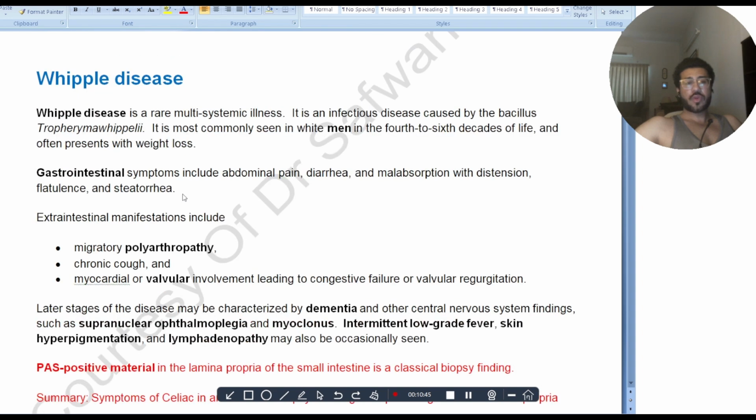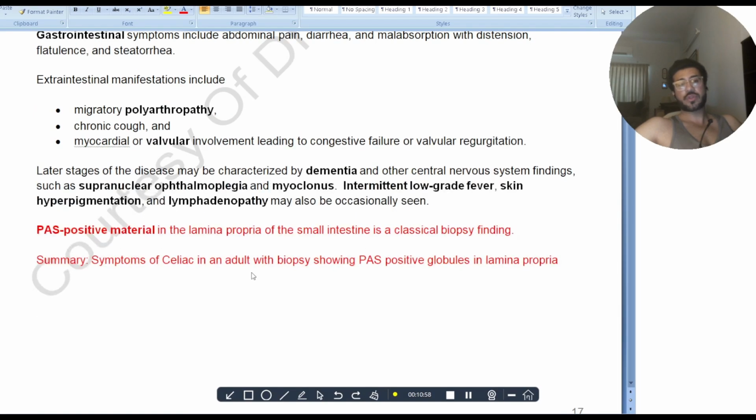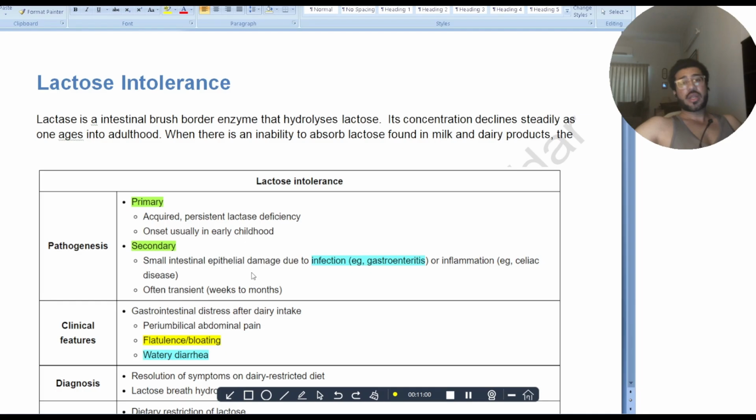So yeah, we can also focus on other symptoms, but these are not the important ones, and the only way I caught it is through this. I felt like the adult has symptoms of celiac disease, and they always give you histopathology, so you catch it really easily. Let's move on to lactose intolerance. It's a really simple one.